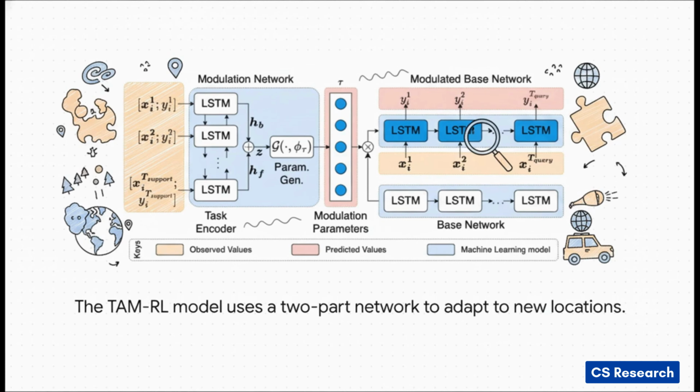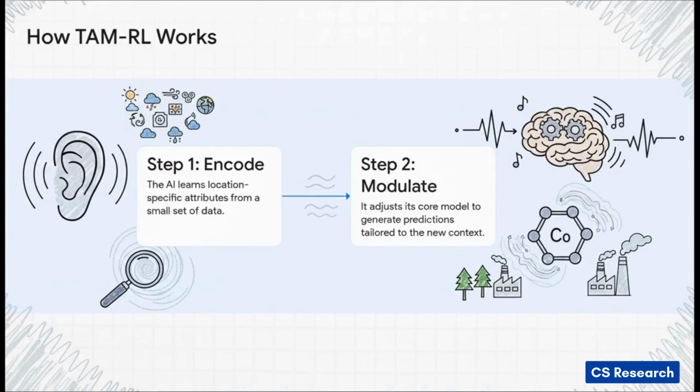Okay, I know this diagram looks incredibly complicated. All the boxes, all the arrows, but don't worry about it. The real genius of TAMRL is actually in its clever two-part design, and we can explain it with a really simple analogy. Think of TAMRL as a master linguist. When it arrives at a new location, it doesn't just start talking. First, it listens. It analyzes all the unique local data, the climate, the soil, everything, to learn its local dialect.